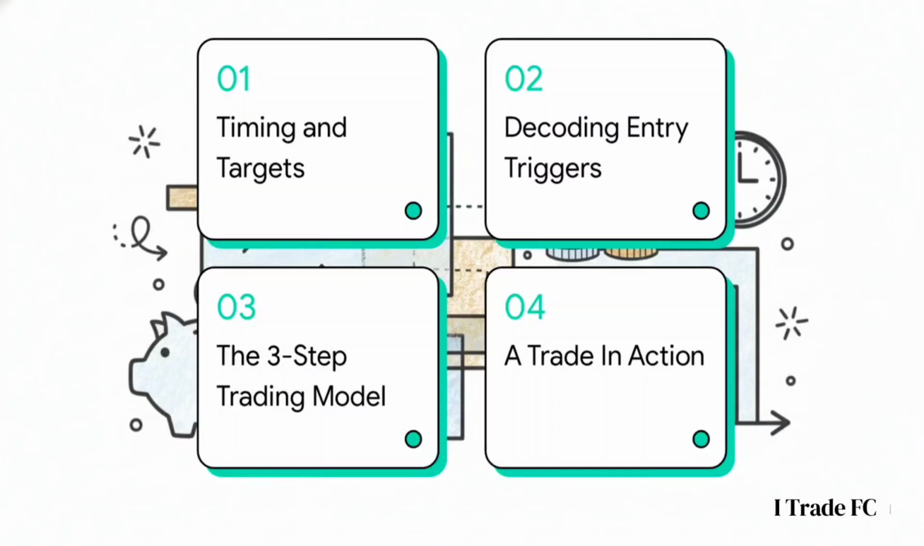So here's how we're going to break it down. First, we'll cover the foundations, timing and targets. Then, we'll decode the specific entry triggers you need to look for. After that, we'll put it all together into a simple three-step model. And finally, we'll walk through a real trade step by step.